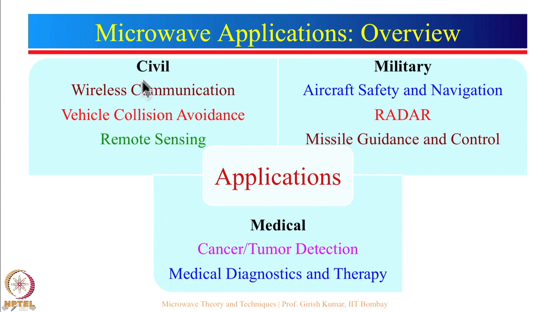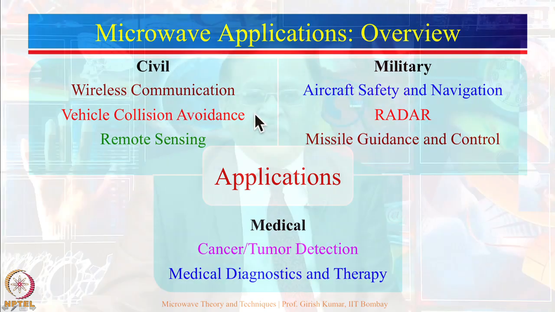So, in civil applications we have wireless communication, of which mobile communication is a part, FM radio, AM radio; all the broadcasts are basically one-way communication. Now, recently vehicle collision avoidance has also taken a significant step in present vehicles. In fact, you might have heard that many companies have now started developing driverless cars.